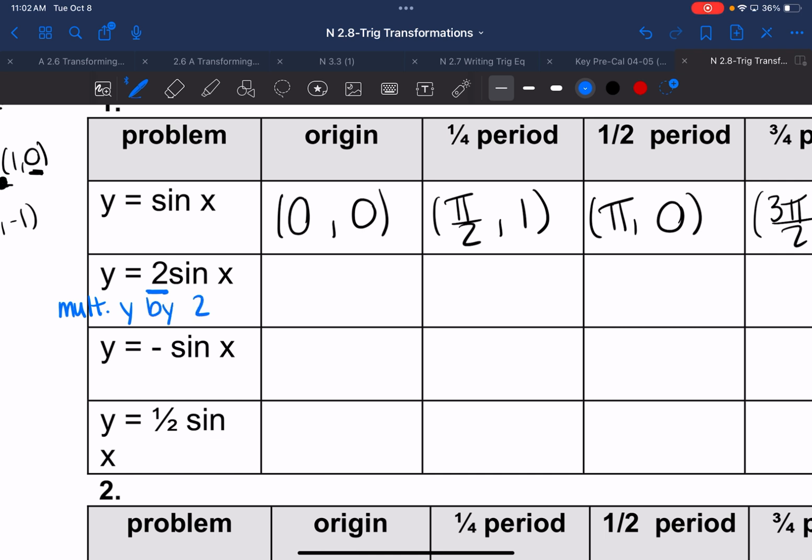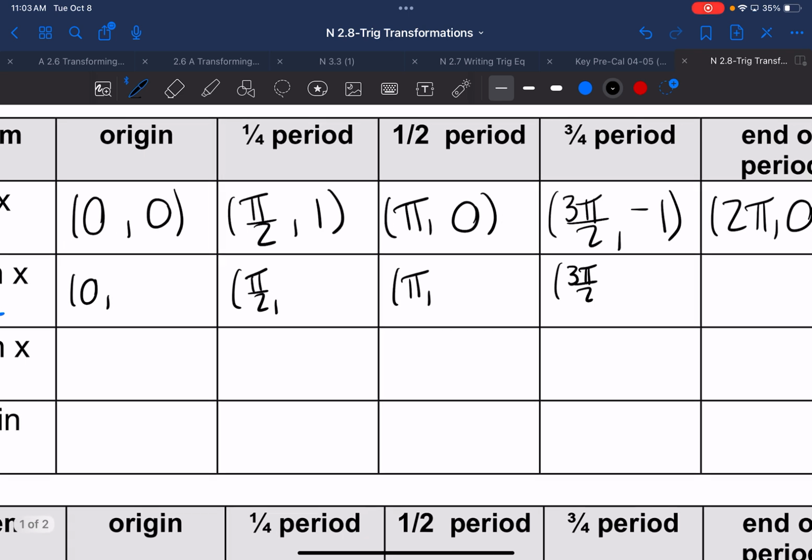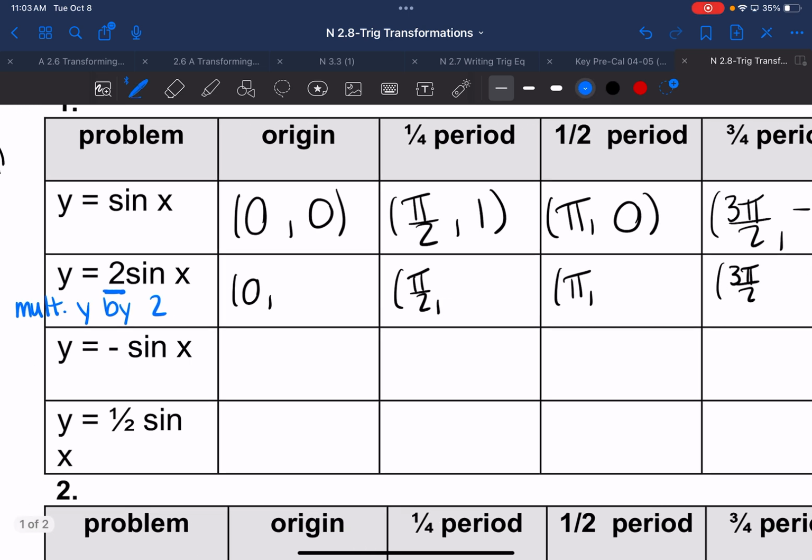All right, this doesn't affect my x at all. Right? This only changes how much I'm going up and down, which is y. So that means that my x values aren't going to change at all. This is still going to be a 0. And this is still going to be pi halves. And this is still going to be pi. And this is still going to be 3 pi halves. And this is still going to be 2 pi, right? We're not changing anything about the x's. What we said we were going to do is multiply your y values by 2.